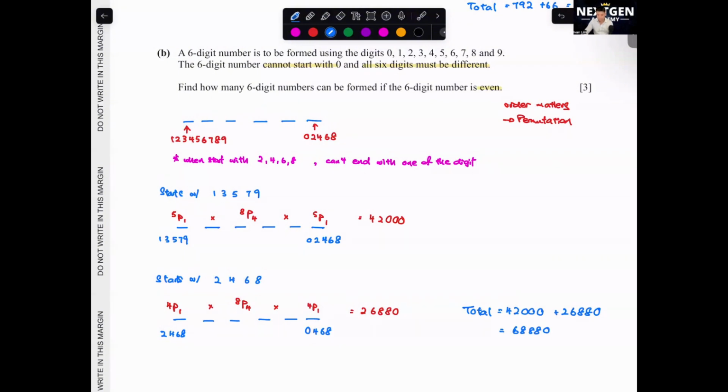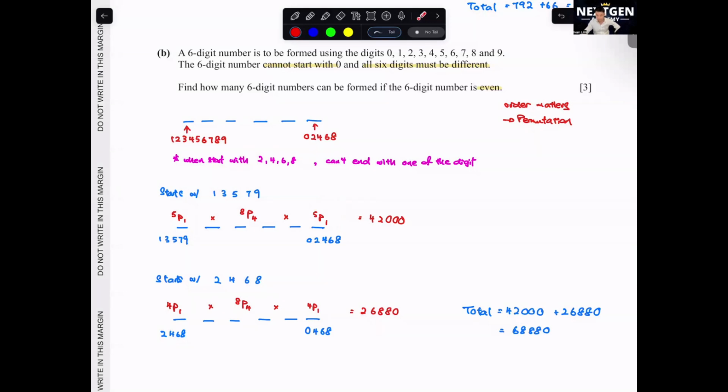Okay, maybe some of you use a different method. Maybe some of you use the arrangement method. You know what the arrangement method is? You put 5 here, then 5 here, then 8, 7, 6, 5. Anyone use this method? That means you find how many options you can put in each of the spaces.